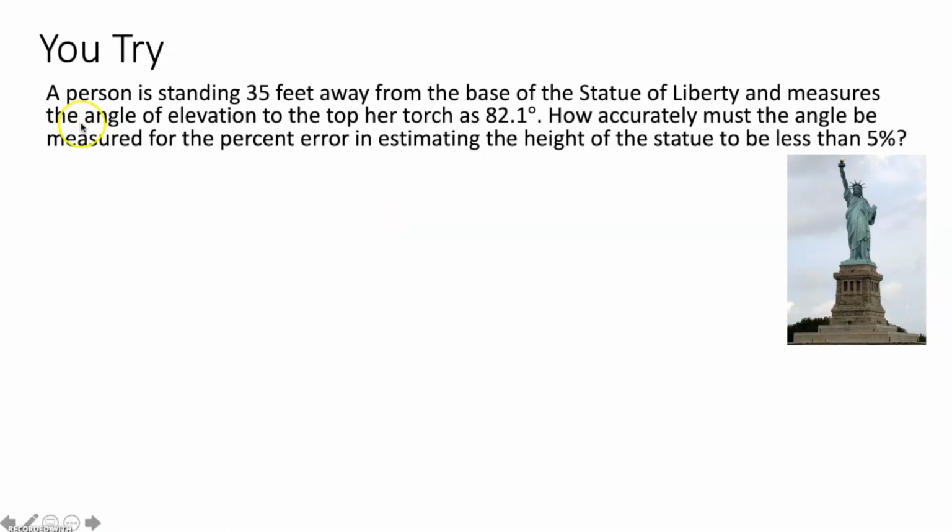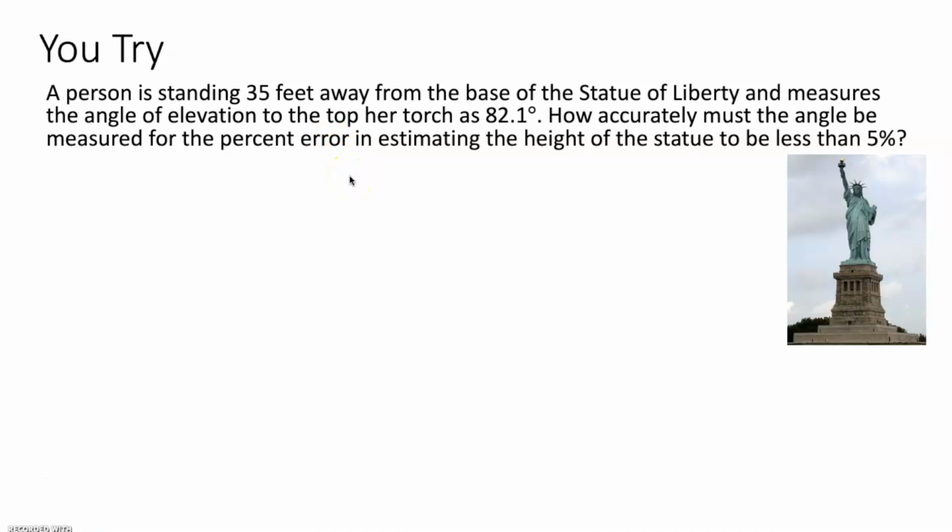Okay, this says a person is standing 35 feet away from the base of the Statue of Liberty and measures the angle of elevation to the top of her torch as 82.1 degrees. How accurately must the angle be measured for the percent error in estimating the height of the statue to be less than 5%? So again, because it's an error question, we're going to treat it exactly like we would if it were a related rates problem. We're going to use the exact same steps in order to solve this.